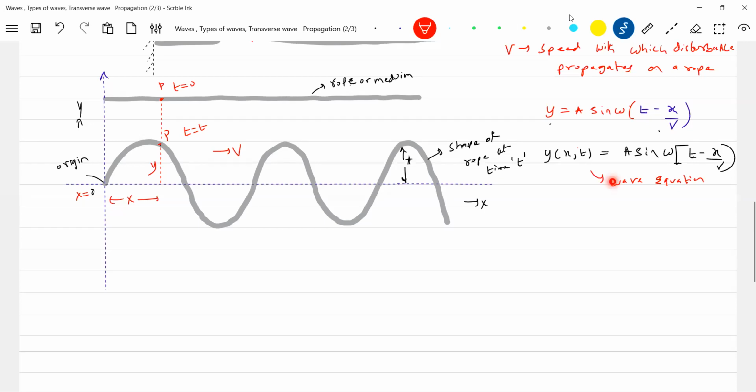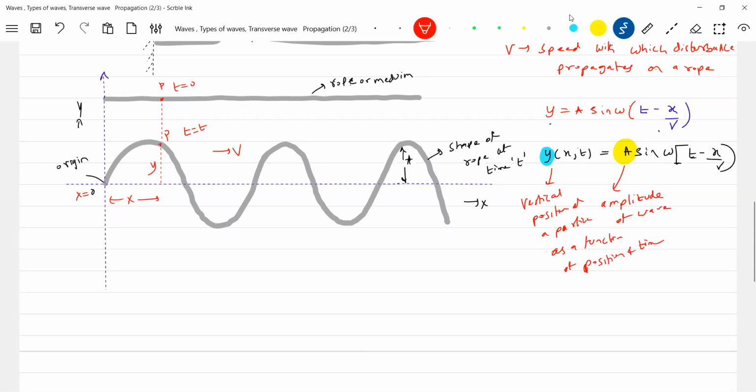What do you mean by amplitude? I'll come to this one. Let me take it term by term. So this is called the amplitude of a wave. What do you mean by this term? Vertical position of a particle at any time t. Vertical position of a particle as a function of position and time.